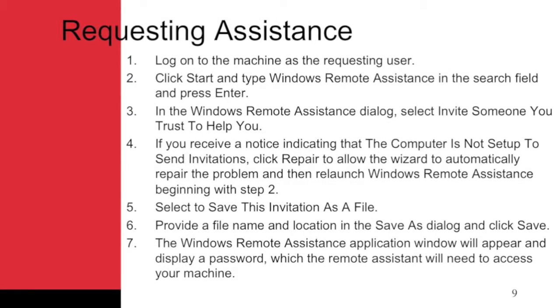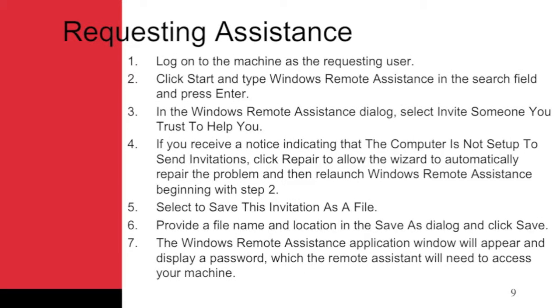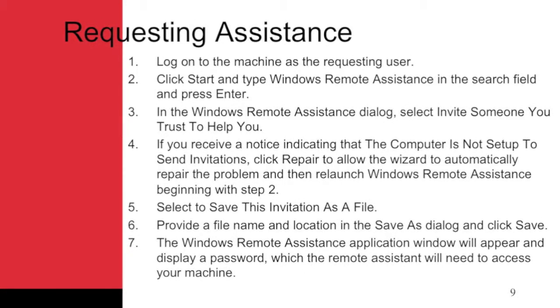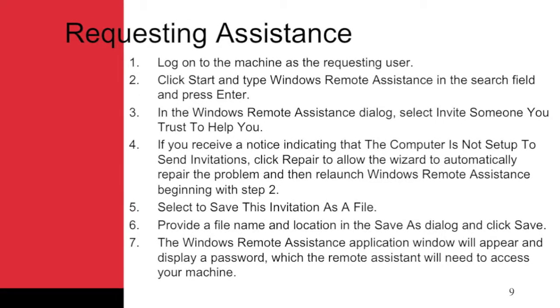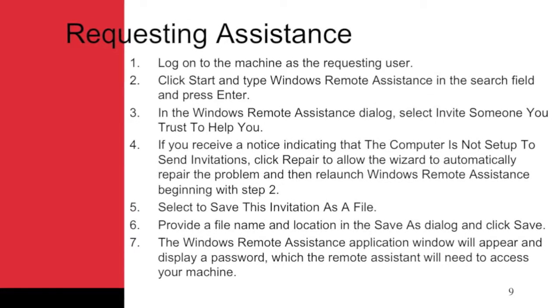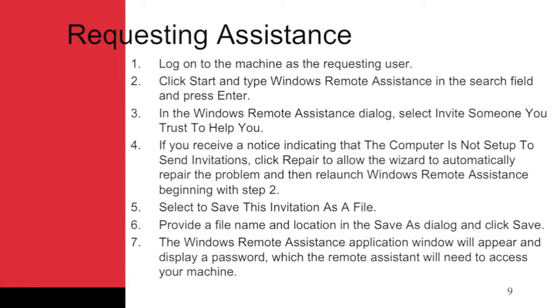Then you'll be able to select Save to save this file as an invitation file. Provide a file name and location in the Save As dialog box. The Windows Remote Assistance application window will appear and display a password which the remote assistant will need to access your remote machine.